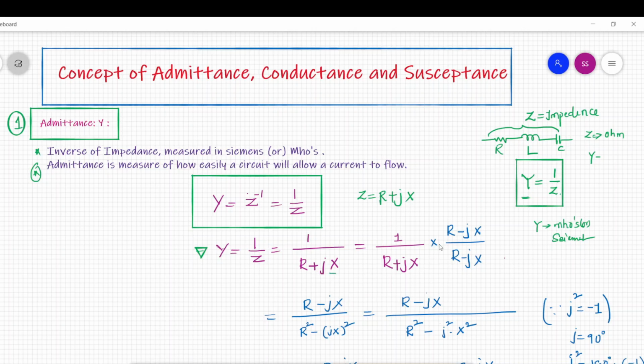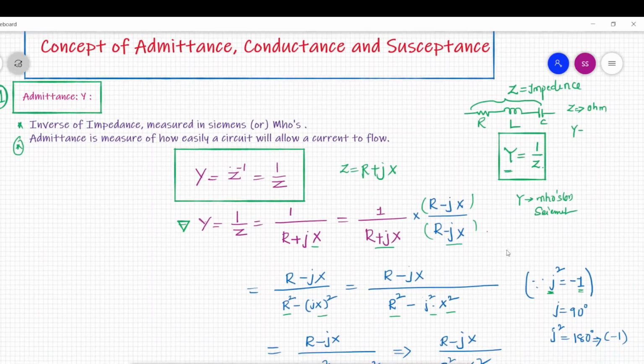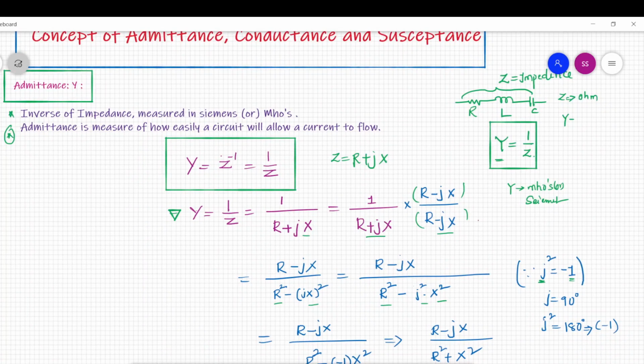Now I am rationalizing this by multiplying and dividing with R minus jX. So that will be R minus jX by, this will be A plus B into A minus B, that is A square minus B square. And here one important thing: R minus jX by R square minus j square X square. Here j square equals minus 1. J is 90 degrees, so j square will be 180, which is out of phase. That will create the minus, so j square can be replaced with minus 1.